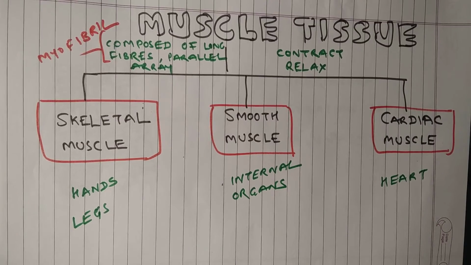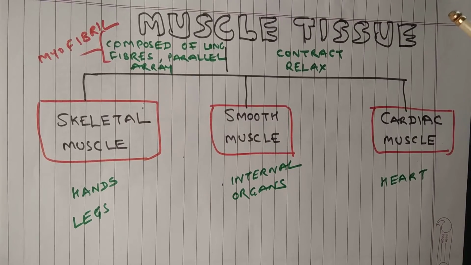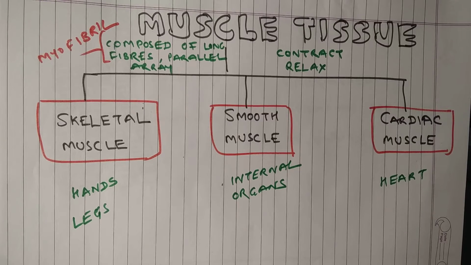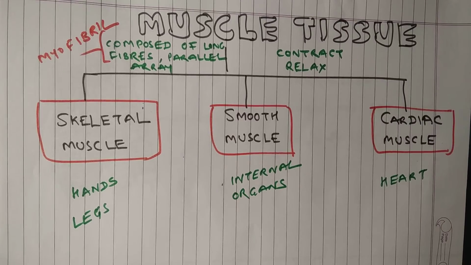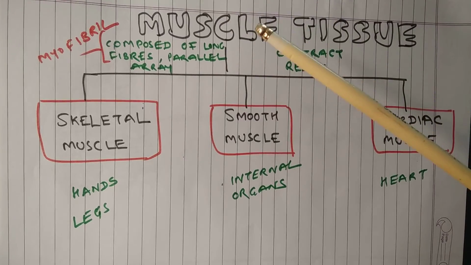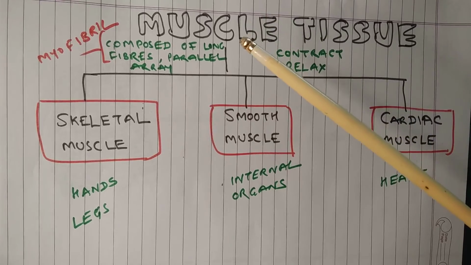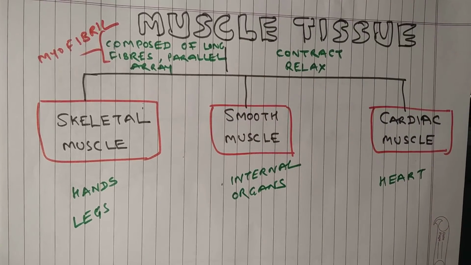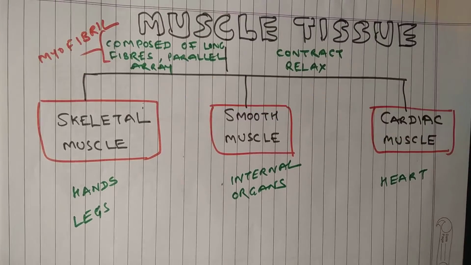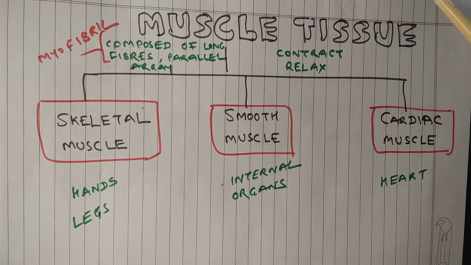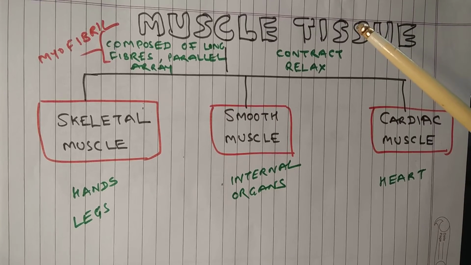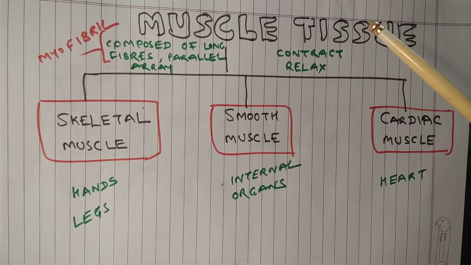In this lesson, you will learn about muscle tissue, and this lesson has been taken from class 11th biology. Muscle tissue is composed of long fibers, and these fibers are arranged parallel to each other. A muscle fiber is called myofibril. A muscle tissue can contract and relax whenever stimulants come, and because of contraction and relaxation, a muscle tissue facilitates movement in organs.